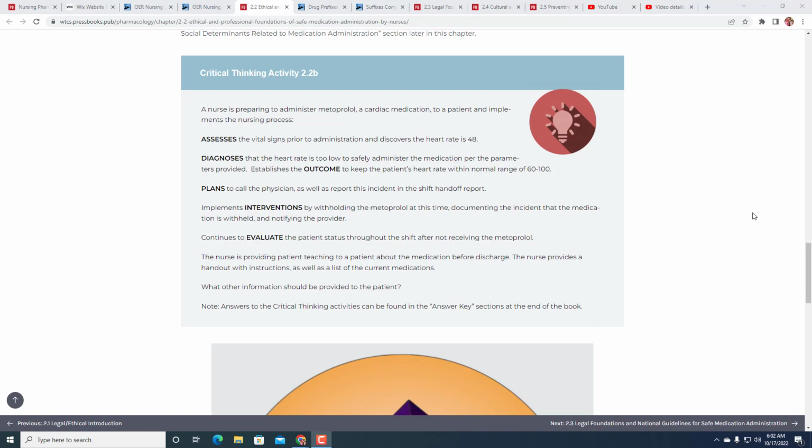The nurse is providing patient teaching to a patient about the medication before discharge. The nurse provides a handout with instructions, as well as a list of current medications. What other information should be provided to the patient? Well, here what we're going to do is make sure to let them know when you need to take the medication, what kind of side effects you're going to watch out for, and adverse effects. And then maybe there's diet, over-the-counter restrictions, herbal supplement restrictions as well. But let's just give one.